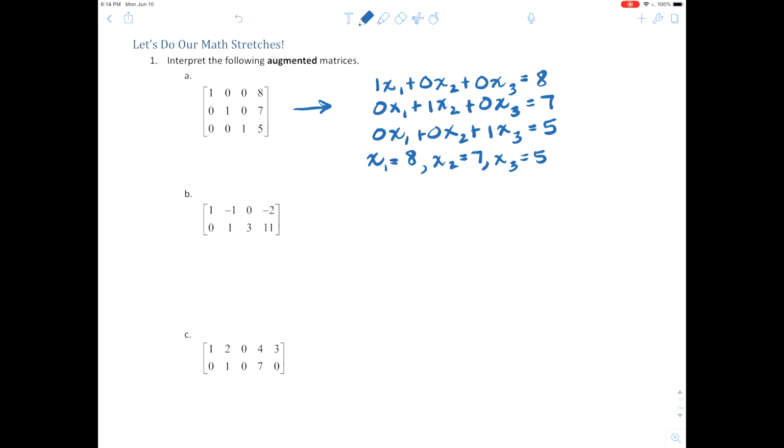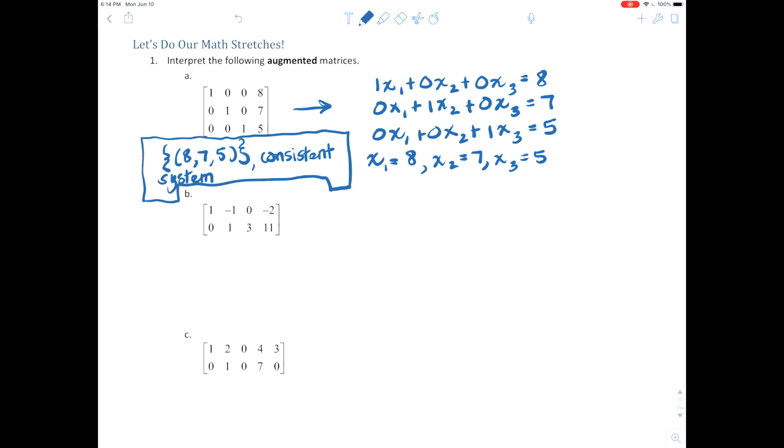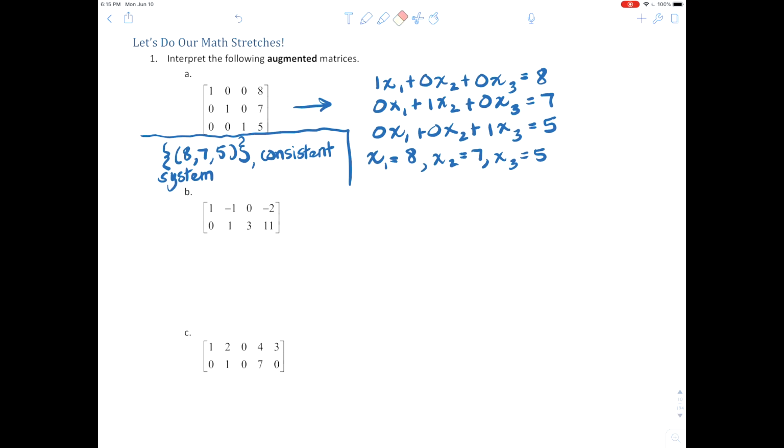So we don't know why this matrix was here, but we certainly know that the solution is a single ordered triple, and that ordered triple is 8, 7, 5. And what kind of system is this? Beautiful. It's going to be a consistent system. Cool so far? All right.